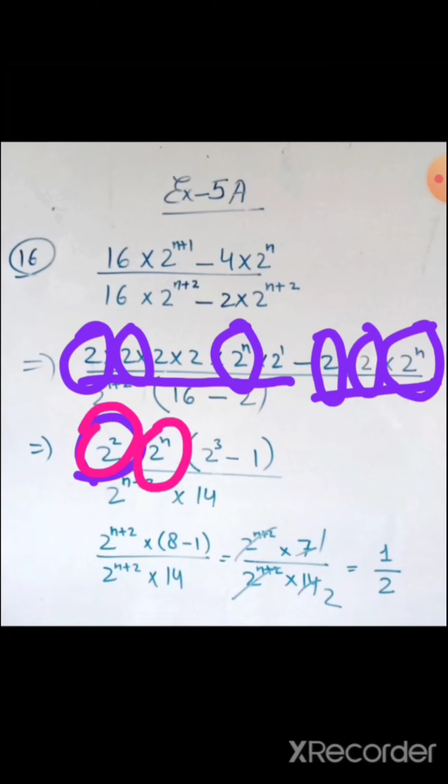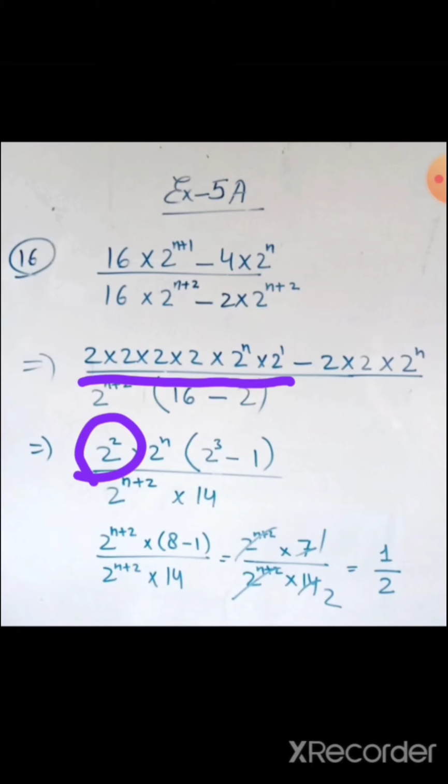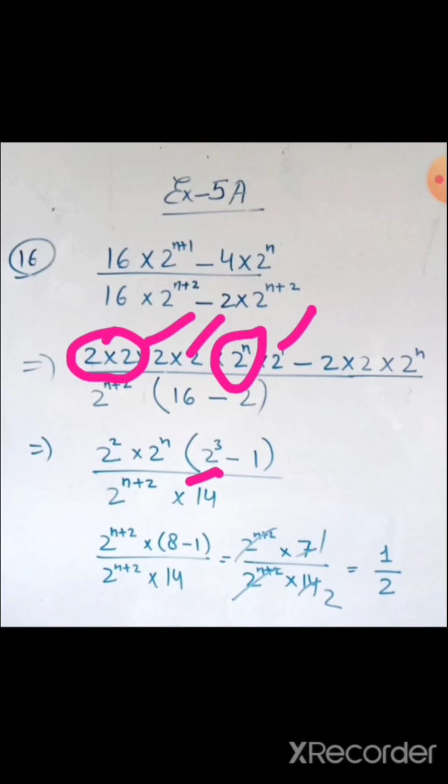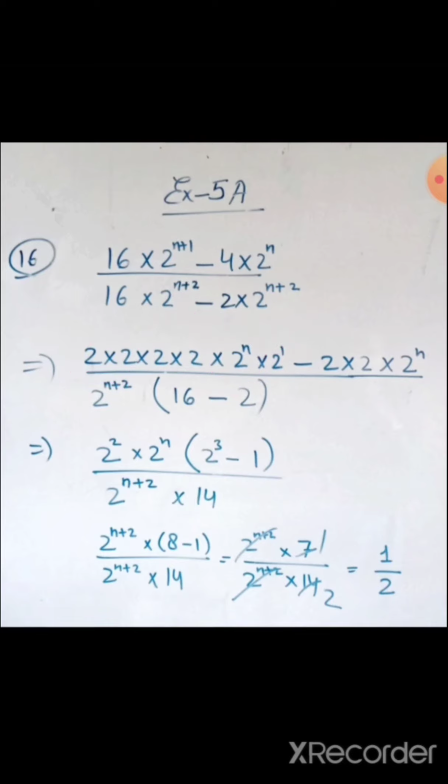So what will be left inside? See, after taking these things common, what will be left inside? 2 into 2 into 2, means 2 raised to the power 3, means 2 cube is left here in the first term. And see, in the second term we have already taken 2 square and 2 raised to the power n, nothing is left, so we'll write here 1.